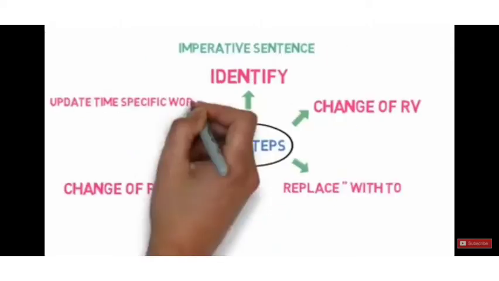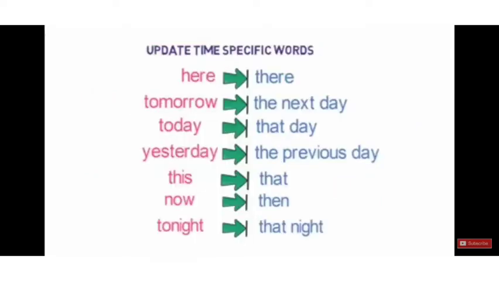Step 5 is change of words denoting time. Time denoting words will change as per this workflow. Here will be converted into there. Tomorrow will be converted into the next day. Today will be converted into that day. Yesterday will be converted into the previous day. This will be converted into that. Now will be converted into then. Tonight will be converted into that night.